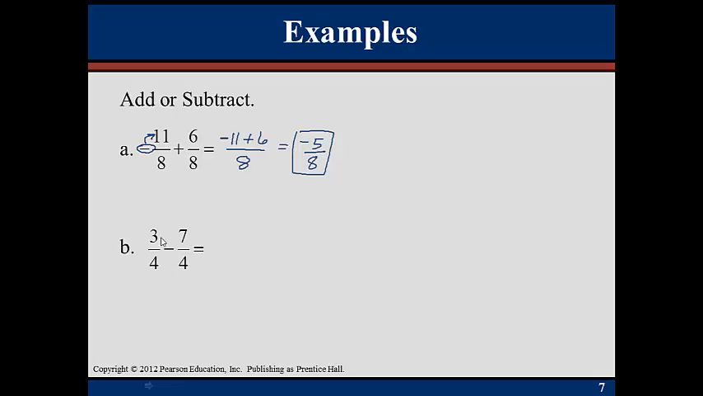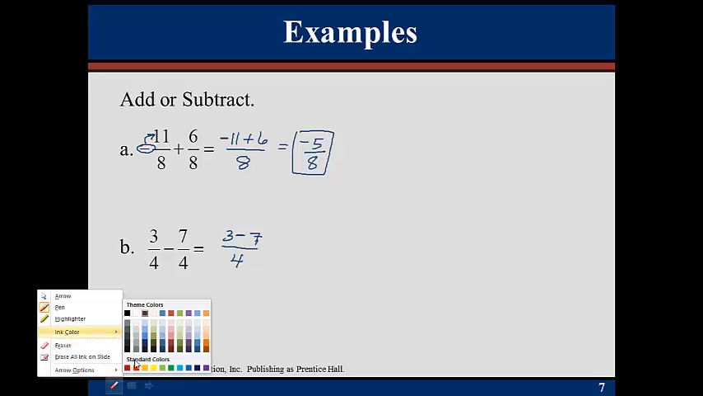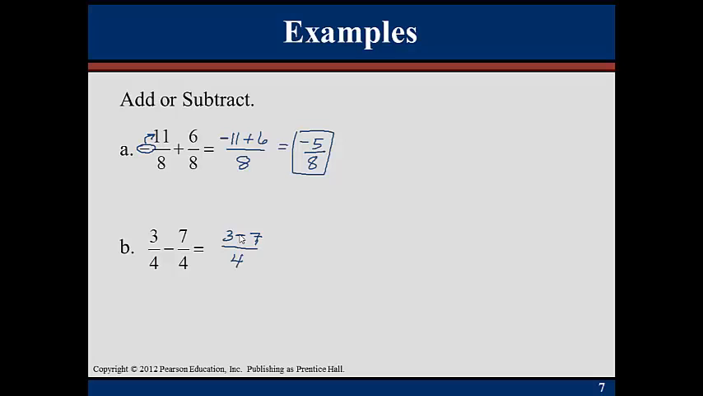And then down here we have 3/4 minus 7/4. 4 is the denominator, so let's keep the denominator, so it's 4. And then up top we have 3 minus 7. Now we change the minus sign into an addition sign, and we do the opposite of the second number. So now we have 3 plus negative 7, which is negative 4, over 4, which is just negative 1.